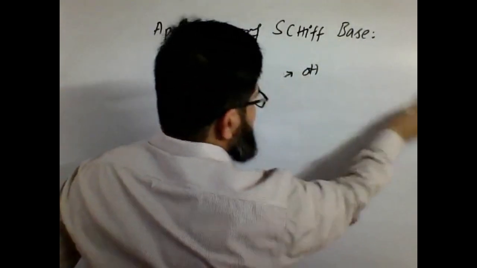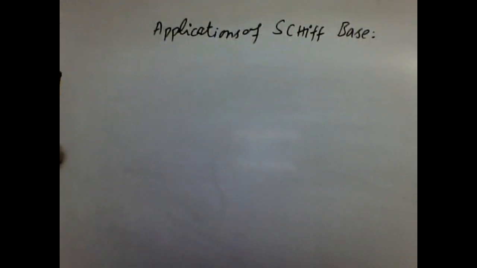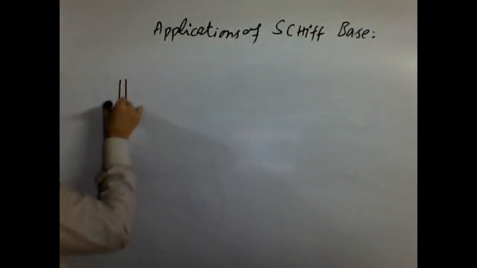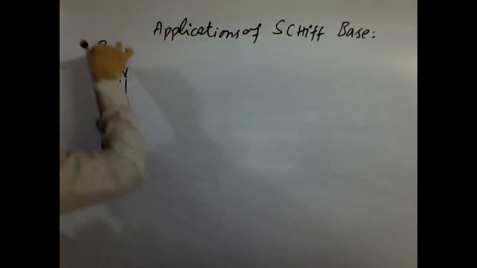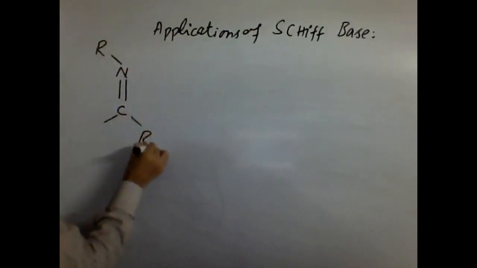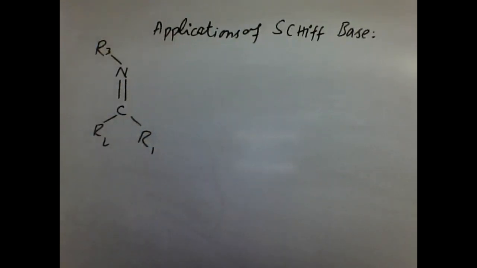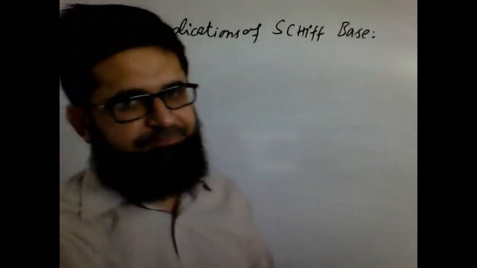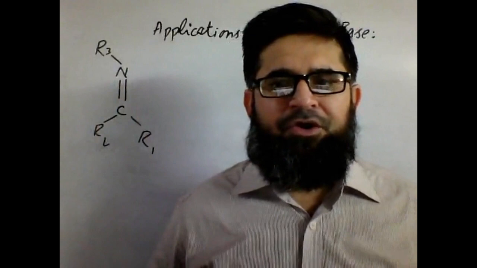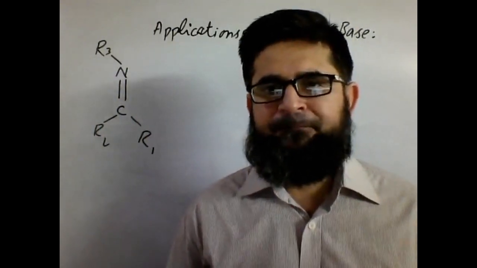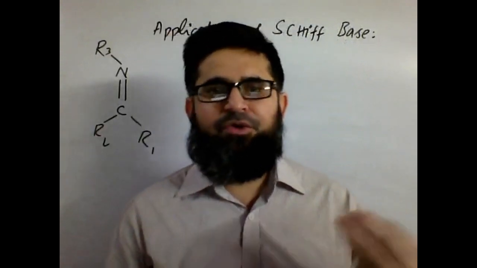Once you synthesize, let's say, a double bonded compound, we have some substituents here as well. I can call them R1, R2, and this is R3. Once you synthesize the Schiff bases, how can you use them? That will be called the application aspect, how you can apply them.